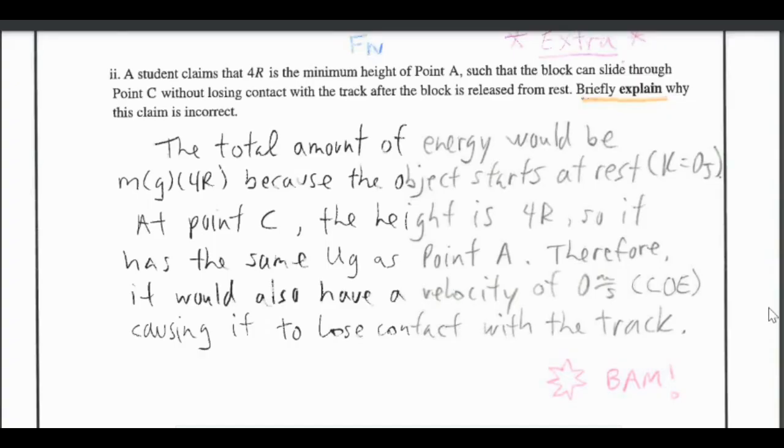So I wrote the total amount of energy would be mg4R because the object starts at rest, so that's the total amount of energy. And then at point C, the height is 4R, so it has the same gravitational potential as point A, therefore it would also have a velocity of 0 meters per second. So if it has no velocity at the very top, then it would kind of just fall off. So that would make it lose contact, and then bam, it's over. Everything's all correct. So hopefully you did well on that.